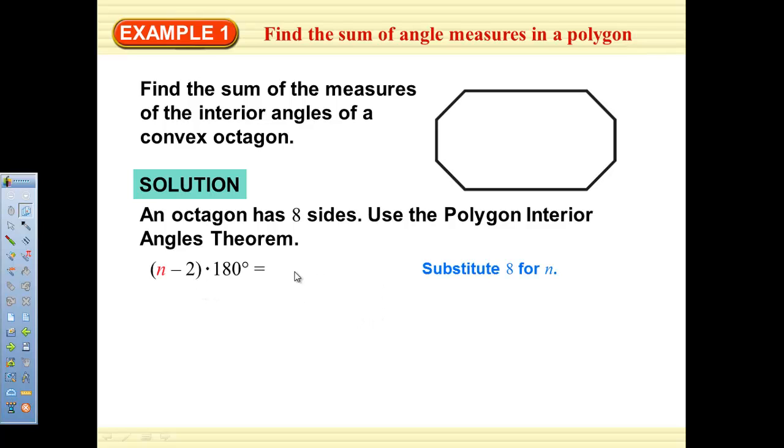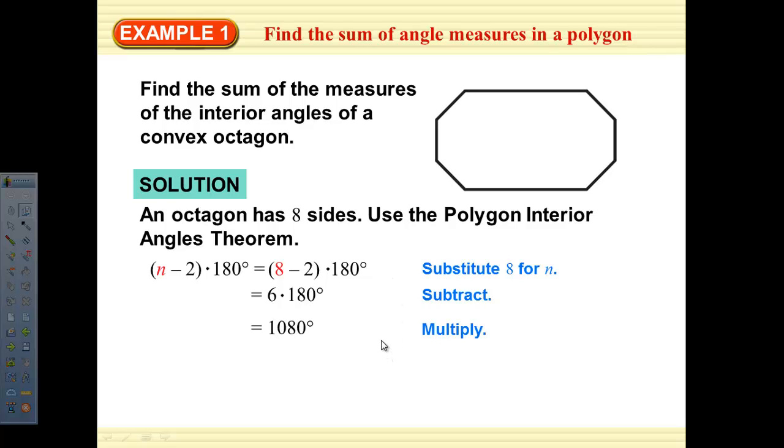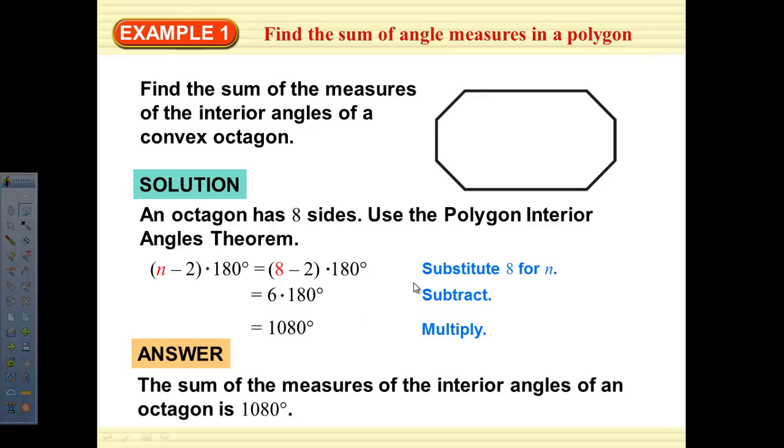So again, we plug in 8 for n, and we have 8 minus 2 times 180, which is 6 times 180, which is 1080. Okay? That means that this angle plus this angle plus this angle plus this angle plus this angle plus this angle plus this angle plus this angle equals 1080 degrees. Okay?